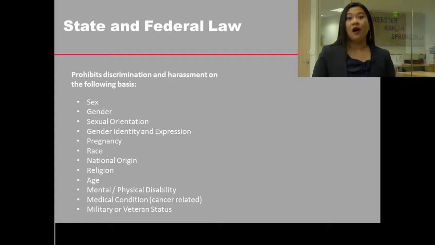Now, these are not all the categories that are protected under both state and federal law, but these are the pretty common types of categories that are usually involved in many lawsuits. So for the purposes of our discussion today, we're going to be focusing on the first four categories, which is sex, gender, sexual orientation, gender identity and expression, with regards to our discussion of sexual harassment. Okay, so let's begin with that.